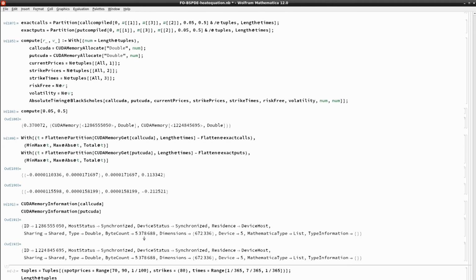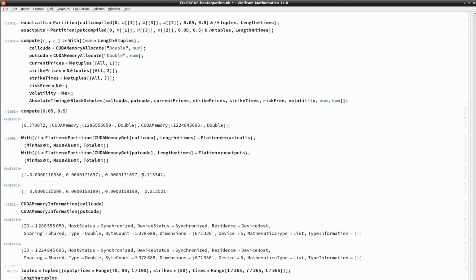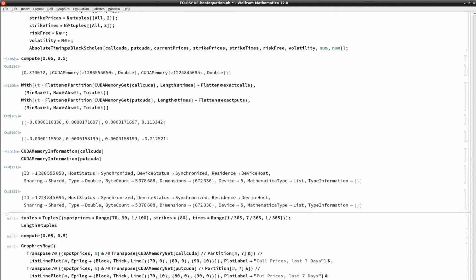Okay, so look at the memory information. We have 672,000 calls, 672,000 puts. That's a large byte count number here, but the point I'm trying to make is that we can trust this formula, all right? We trust our own formulas, and we see that they match the CUDA version that we have in Mathematica. So these numbers match. We can trust both of them. We can trust the CUDA version. We can trust the C-compiled version that we have developed.